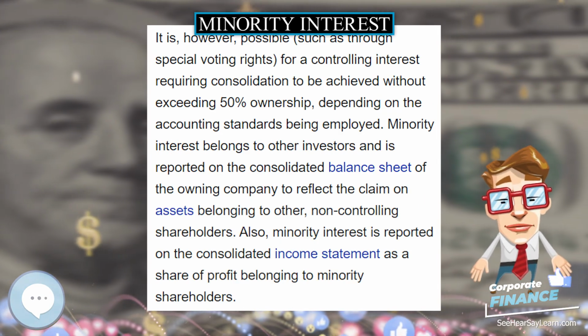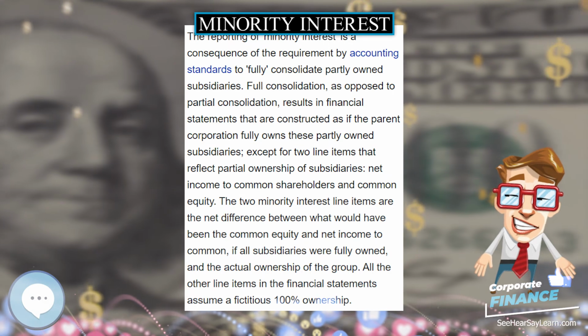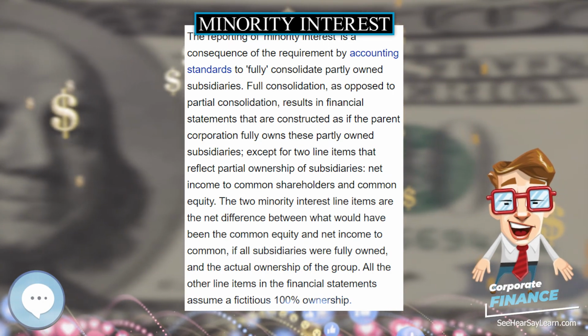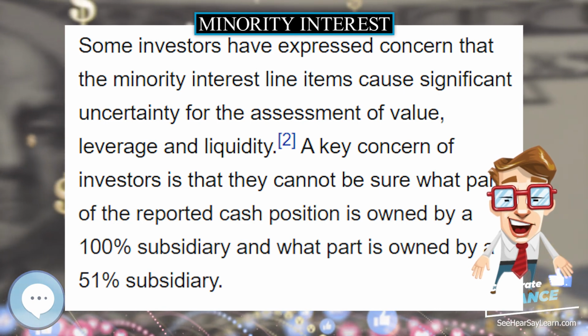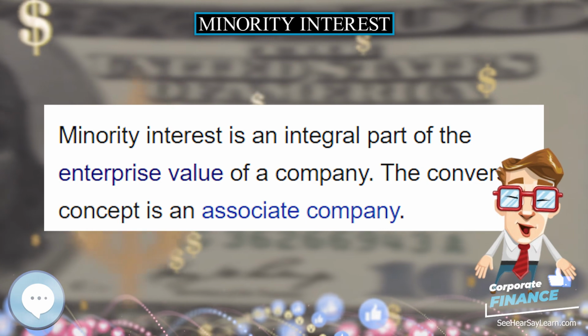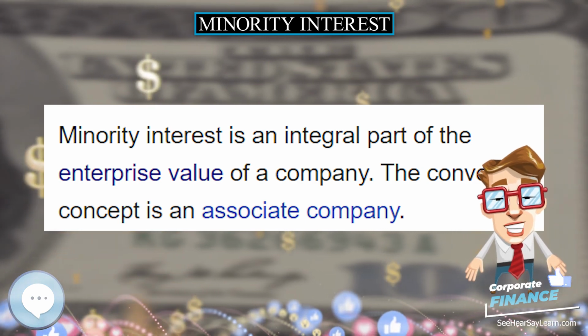FASB FAS 160 and FAS 141 significantly alter the way a parent company accounts for non-controlling interest, NCI, in a subsidiary. It is no longer acceptable to report minority interest in the mezzanine section of the balance sheet.